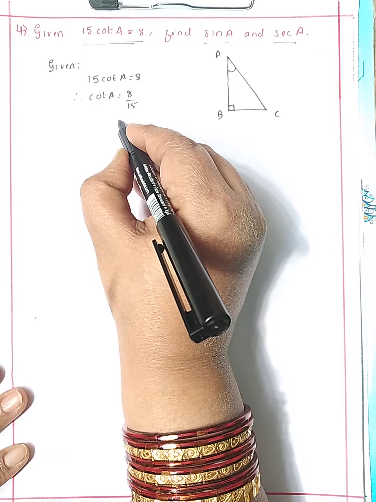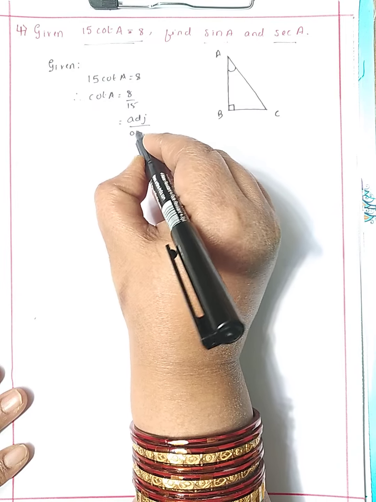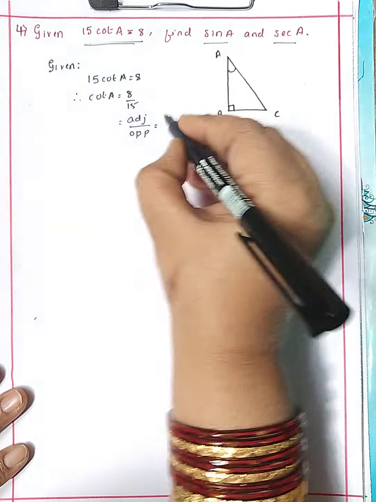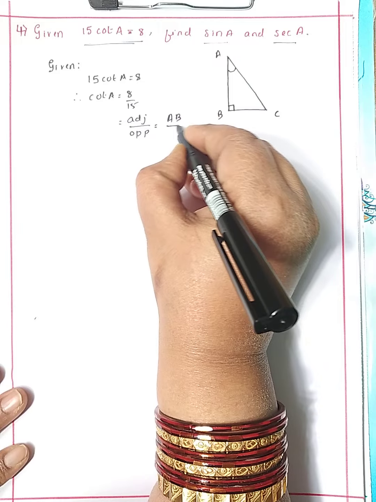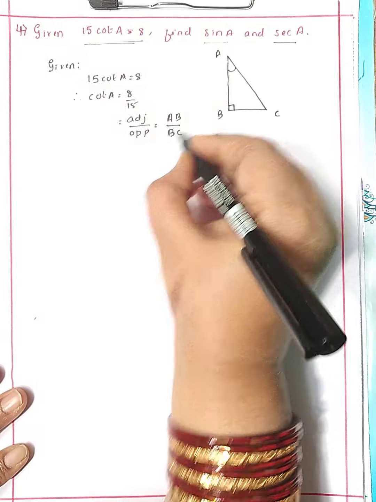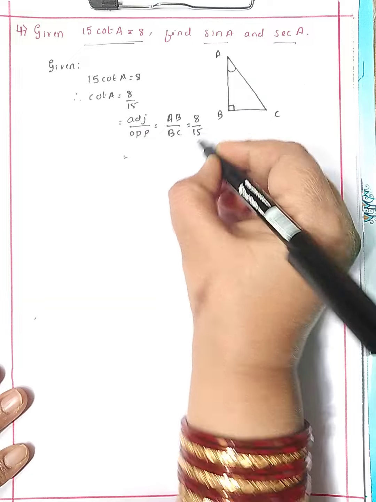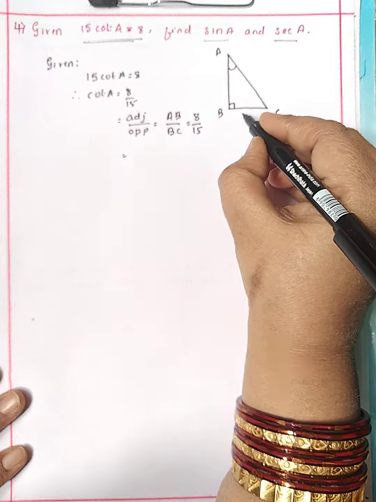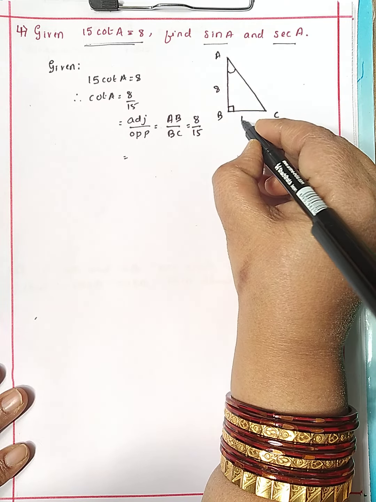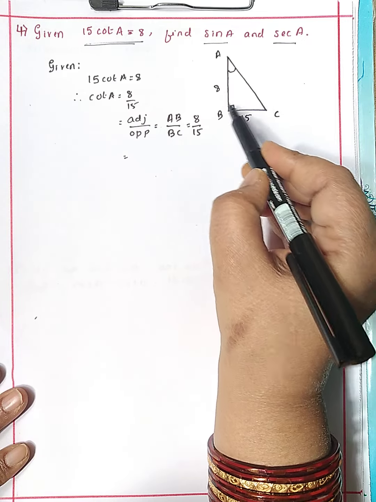The ratio of cot is adjacent side upon opposite side. So for A, adjacent is AB, and BC is opposite. This means AB is 8 and BC is 15. By the given, we find AB and BC.